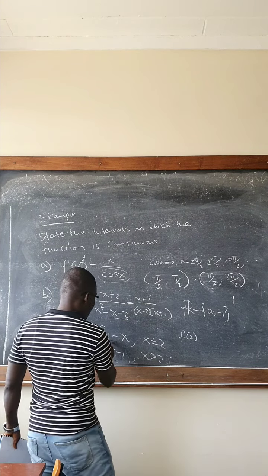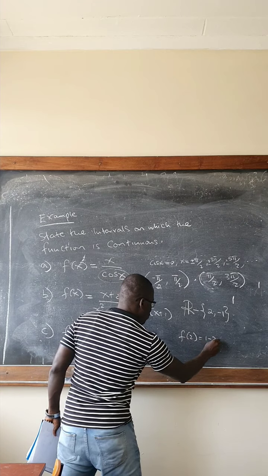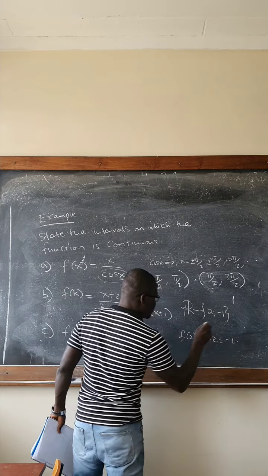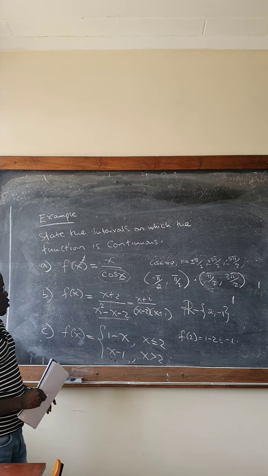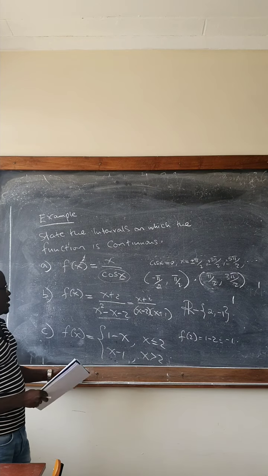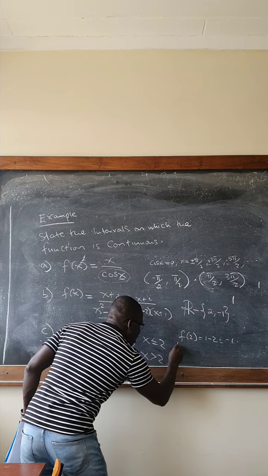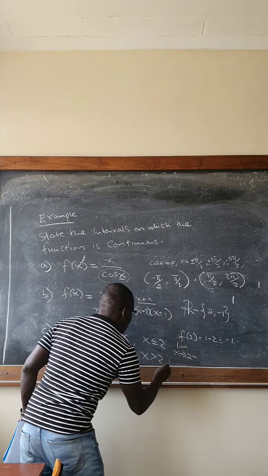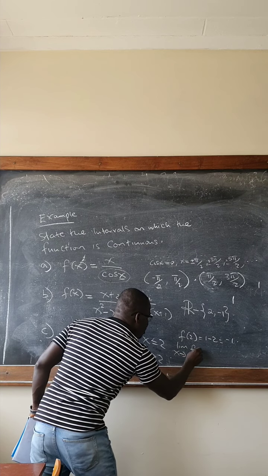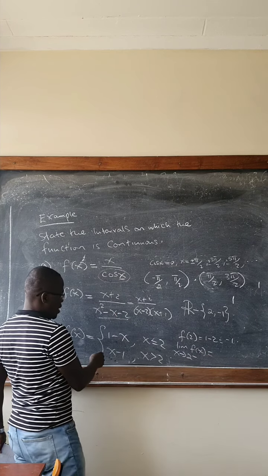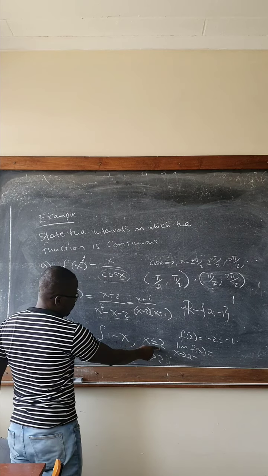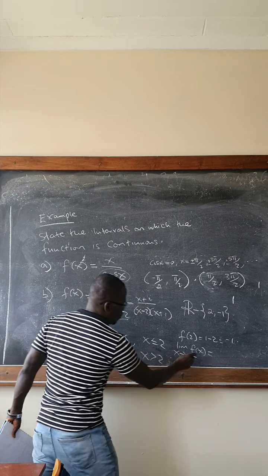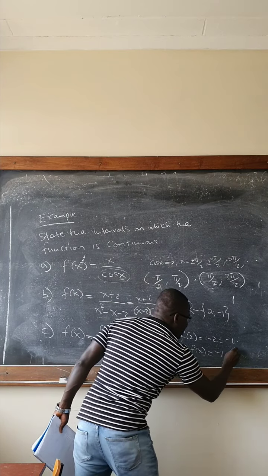So we can say that f of 2 is actually going to be 1 minus 2 because it's in this interval, which is equal to negative 1. And now we just need to say what about the limit at 2. So the limit as x tends to 2 from the left of f of x, as you approach 2 from the left, is going to be 1 minus 2, which is negative 1.